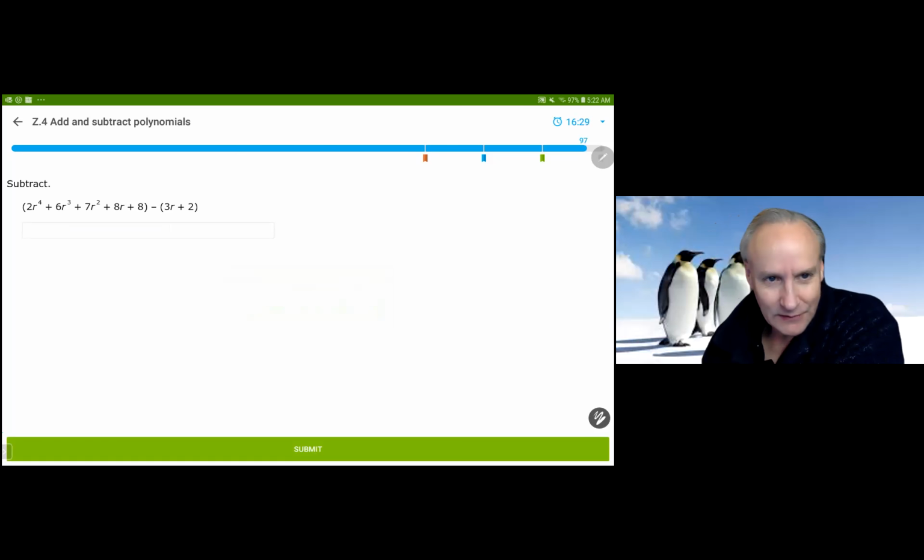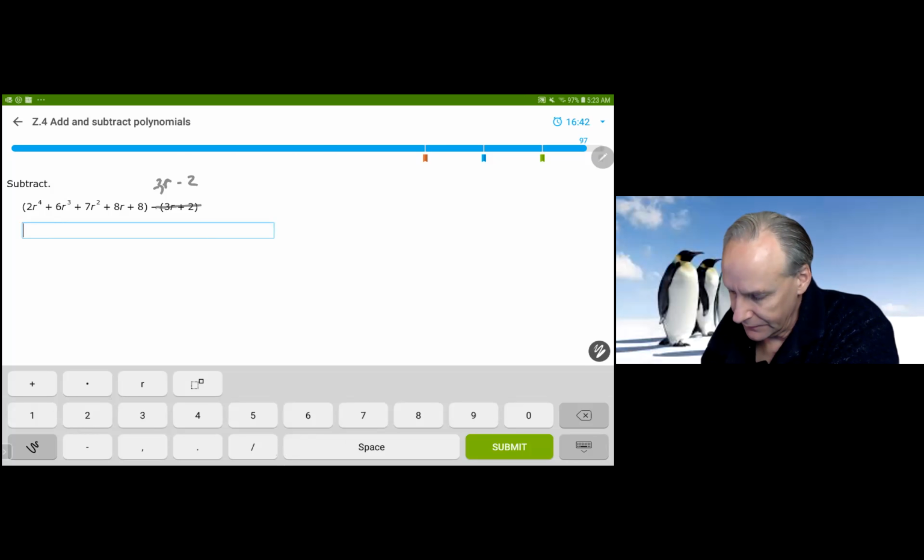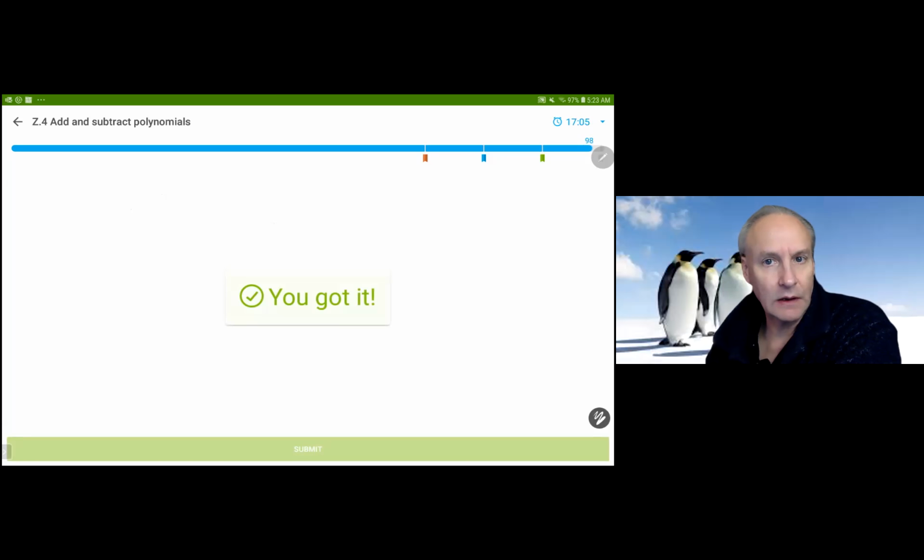Okay, we're adding like terms, except we have a minus 3r and a minus 2 over here. And we're just going to add the like terms. So we've got a 2r to the 4th. We've got a plus 6r cubed. We have a plus 7r squared. And now we have 8r minus 3r, which is 5r. And we have an 8 minus 2, which is plus 6. It's really easy to make a mistake when they get that long.